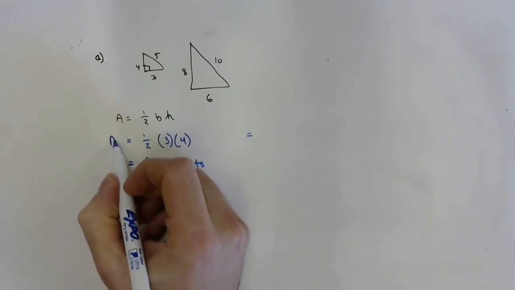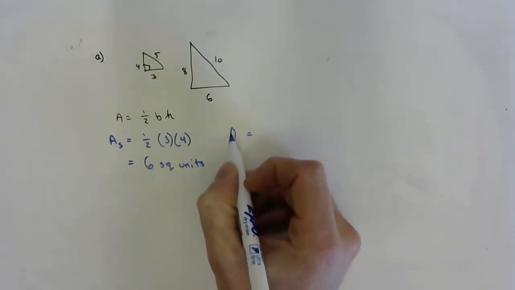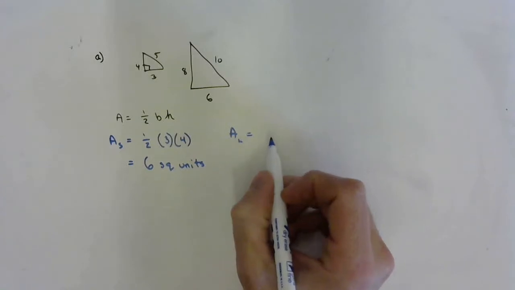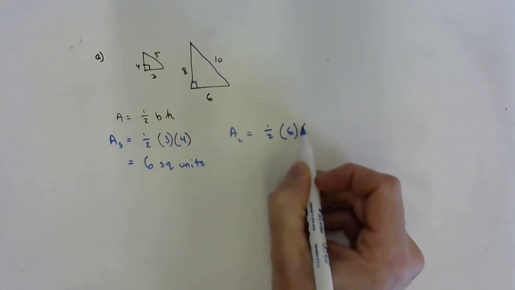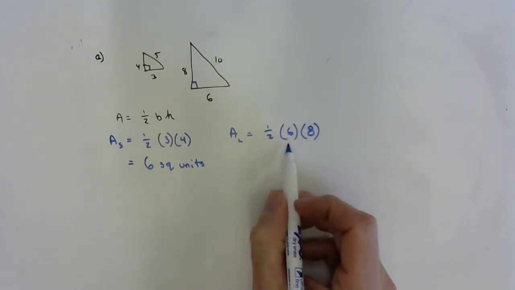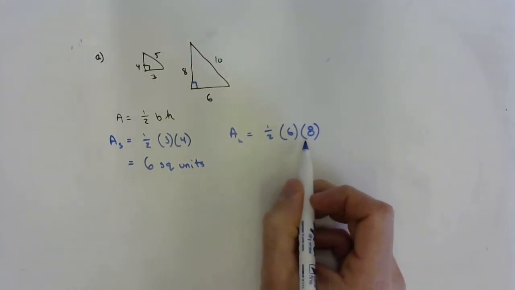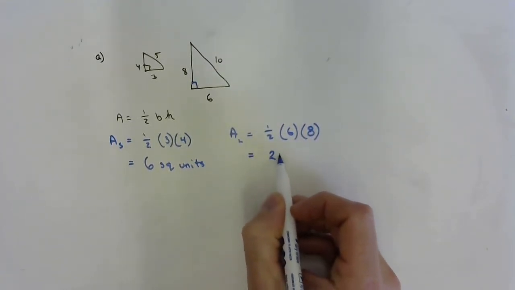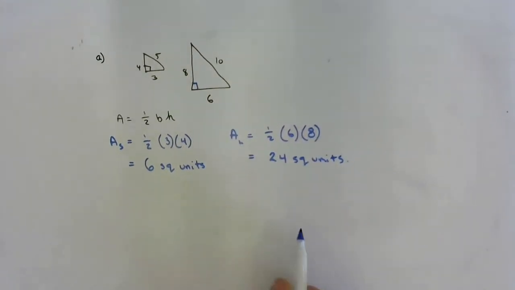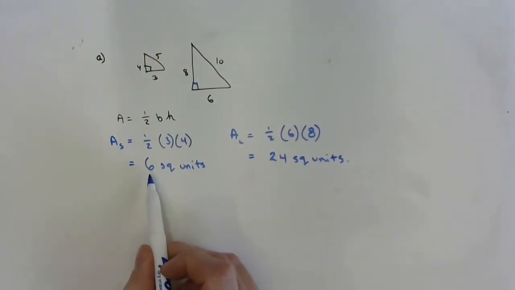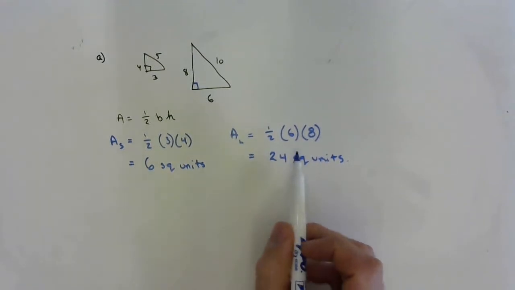This is the area of the small triangle. This is the area of the large triangle. We're going to use the same strategy. It's a right angle triangle, so I've got 1/2 times 6 times 8. 6 times 8 is 48. Cut it in half. 24 square units.